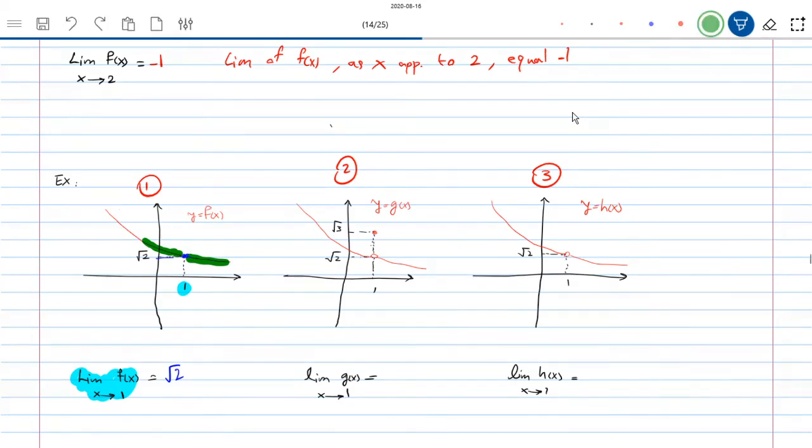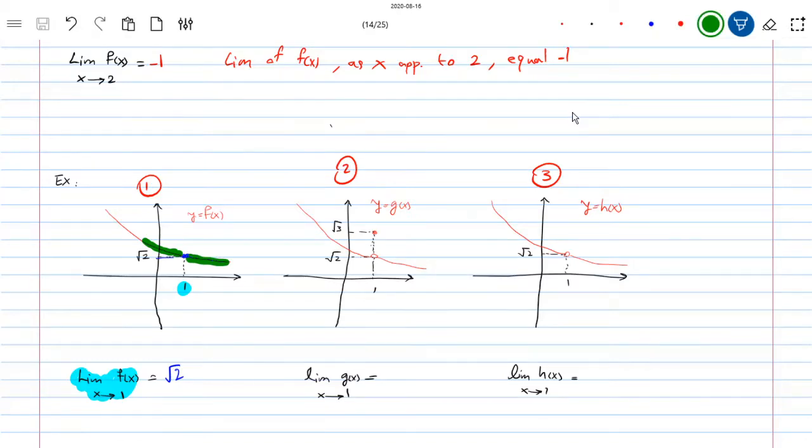If you look at the second graph, what do you see? They ask you to find the limit of g of x as x approaches 1. I'm approaching 1 for the x value. So I'm moving along the curve. The x value is 1 here. This is the point that I'm looking at. I'm looking at x equal to 1. And I'm moving along this curve. What am I expecting to get? I'm expecting to get square root of 2.